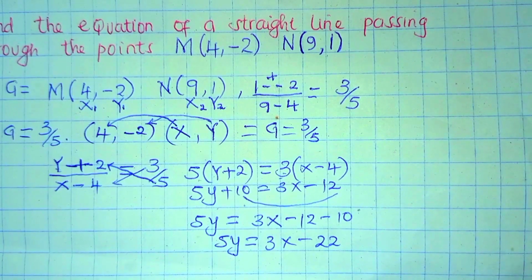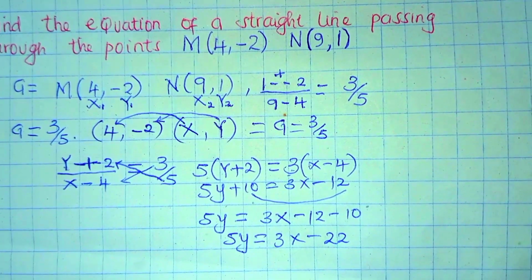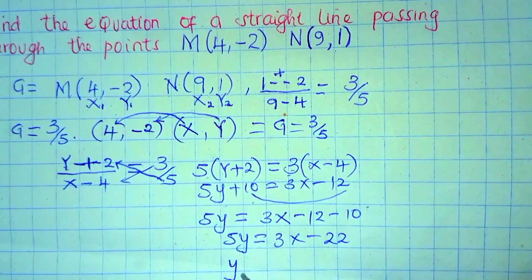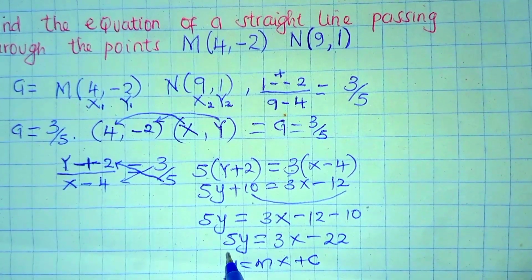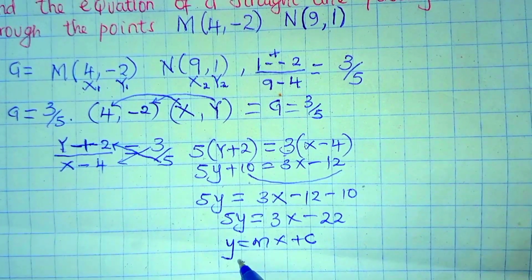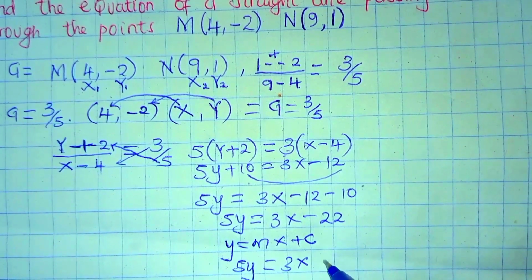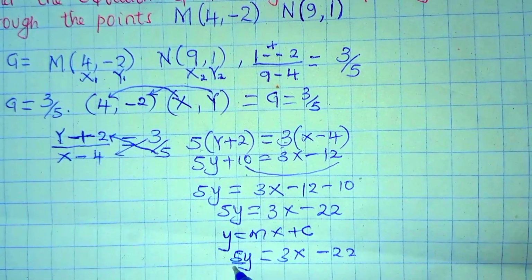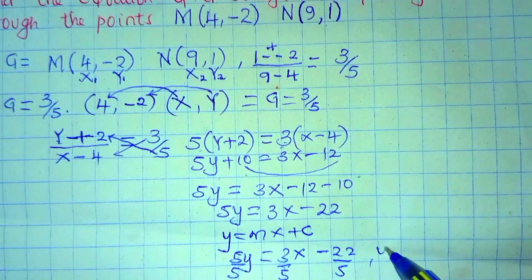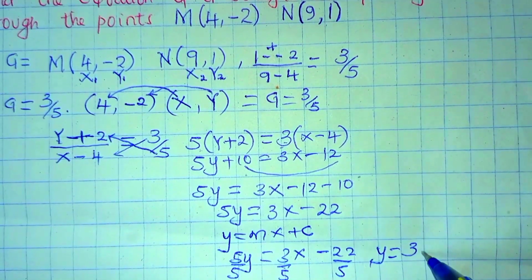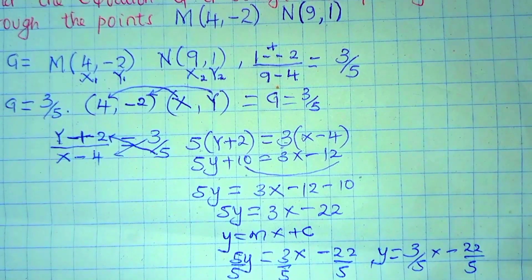If you are instructed to leave your answer in the form y is equal to mx plus c, you can divide the whole equation by 5. So 5y is equal to 3x minus 22 becomes y is equal to 3/5 x minus 22/5.